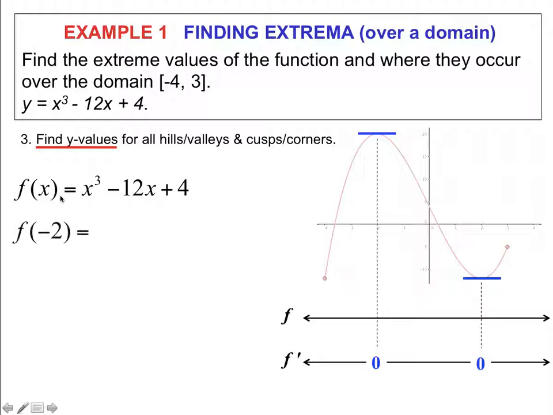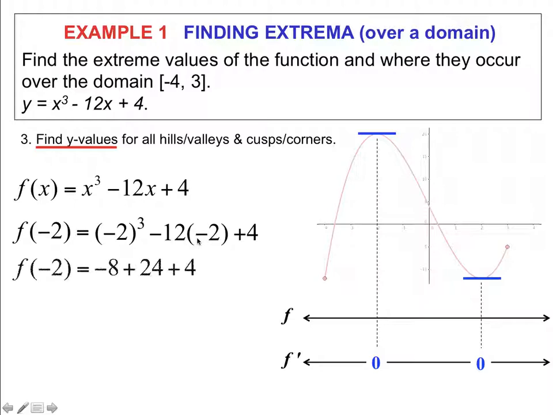So here's the function. When x is negative 2, y is going to be negative 2 cubed minus 12 times negative 2 plus 4. And that's going to equal negative 8 plus 24 plus 4, that's going to equal 20. So we have a y value of 20. So I'm going to put 20 on the function number line.